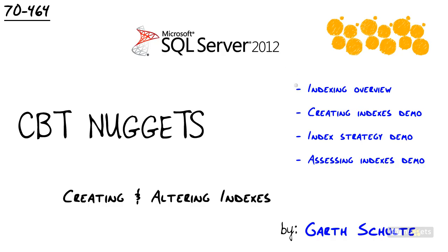So we'll start here with just a quick indexing overview to go over all the different indexes. We'll talk about statistics, we'll cover some guidelines, and we'll even talk about selectivity and density, a couple of important concepts to understand when you're thinking about creating an index. From there, we'll jump into the virtual nugget lab.